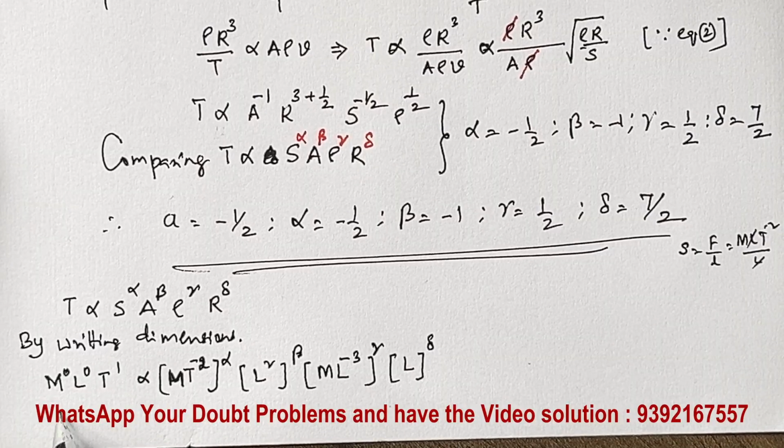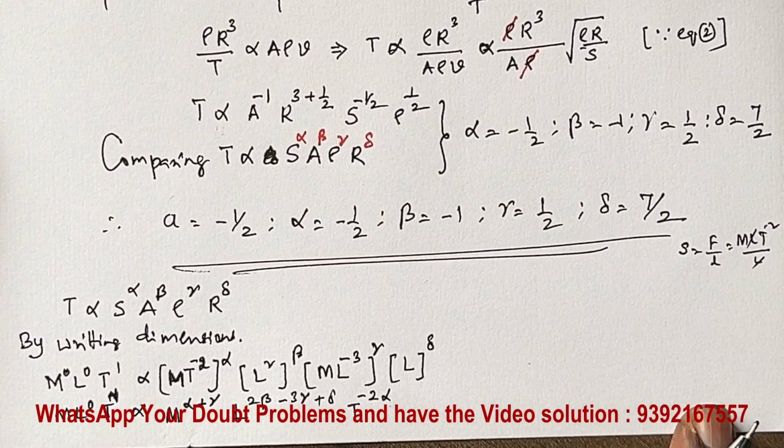So finally, M L naught T power 1 proportional to, see here M power alpha comes and M power gamma comes. After that L power 2 beta minus 3 gamma plus rho, and T power minus 2 alpha. This is the equation we get.